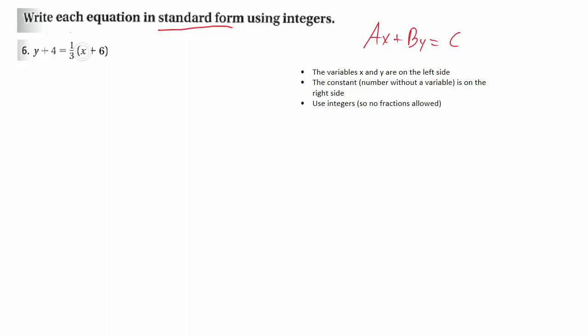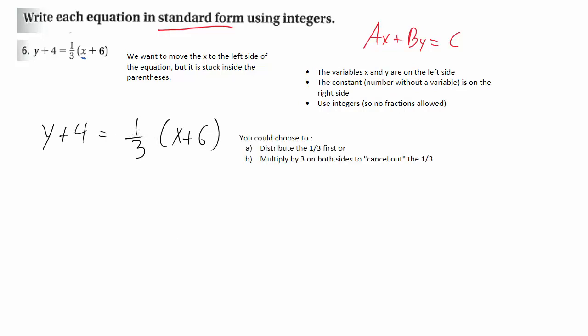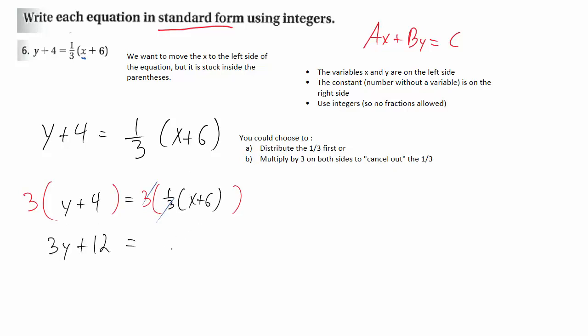For this one, again, we don't want any fractions in this. We want the x and the y on the left side. And so you can choose to distribute the 1/3 to the x and the 6, but instead of doing that, you could also just multiply both sides of the equation by a 3. So if I multiply the left side of the equation by 3, I get 3y plus 12. If I multiply the right side of the equation by 3, the 3 and the 1/3 just cancel out, so you're just left with the x plus 6.